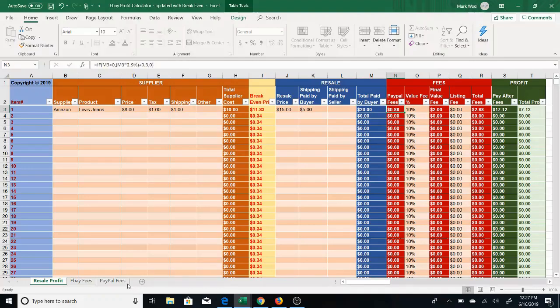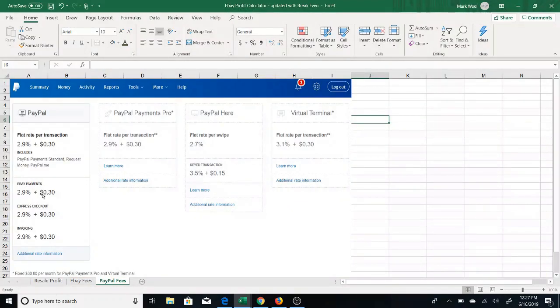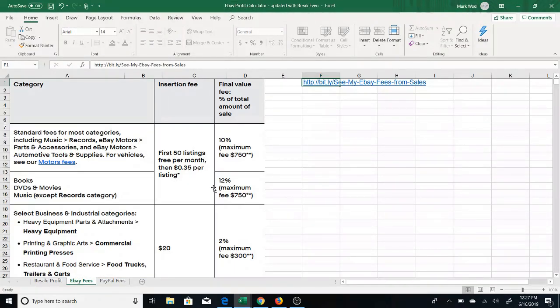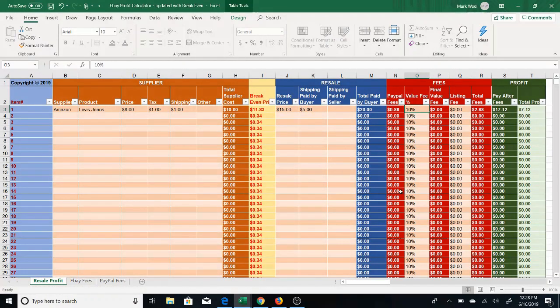PayPal fees are 2.9% plus 30 cents, so they're 2.9% of the buyer's payment plus 30 cents. The eBay fee is usually 10%. Most items are 10% of the buyer's payment. However, there are certain categories where it's a bit different. If you're selling in one of these other categories, do check to see if you have a different final value fee percentage. For example, here, books, DVDs, 12%. I have this sheet tab where you can check that. But most items are 10%.